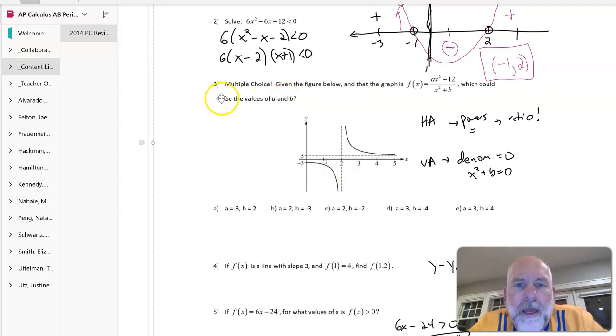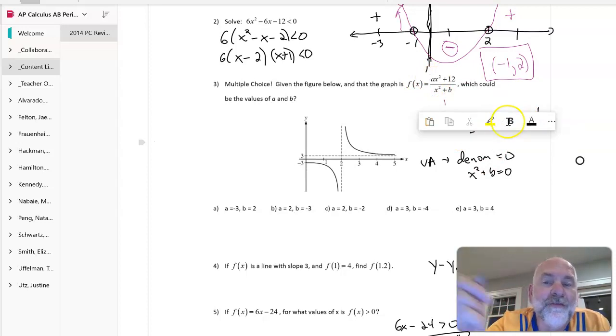All right. Given the figure below, I just made a quick note here. The horizontal asymptote, you look at the powers. Since the degree of the numerator and the degree of the denominator are the same, they're both x squared polynomials, then you look at the ratio of the coefficients. So it would be a to 1. That's just for reference there.